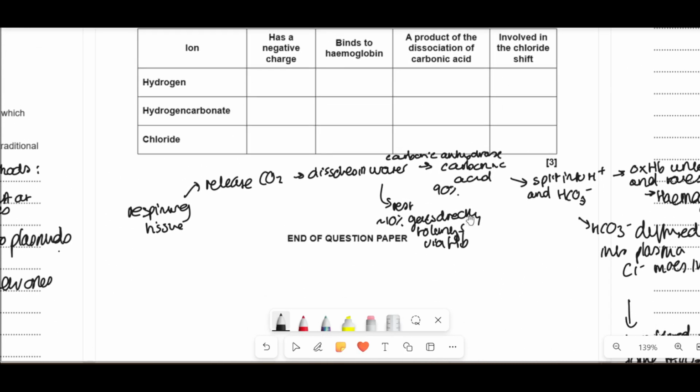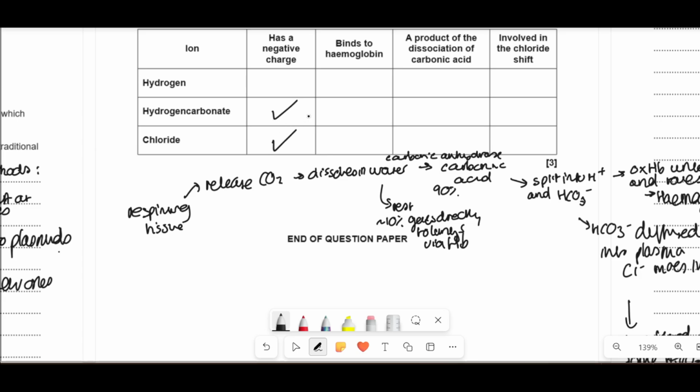So here then, if we have a look, hydrogen doesn't have a negative charge. Hydrogen carbonate does, and chloride does. Hydrogen can bind to the hemoglobin. Hydrogen carbonate doesn't. Remember, that's moved out into the plasma, and chloride doesn't bind to hemoglobin either. It just moves into the red blood cell. And then it's the product of the dissociation of carbonic acid. So hydrogen protons are, it says I on there, so it's not just hydrogen the element. Hydrogen carbonate is the other one. And involved in the chloride shift, HCO3 is pumped out into the plasma in return for a Cl. So there you go. That's how you do that.